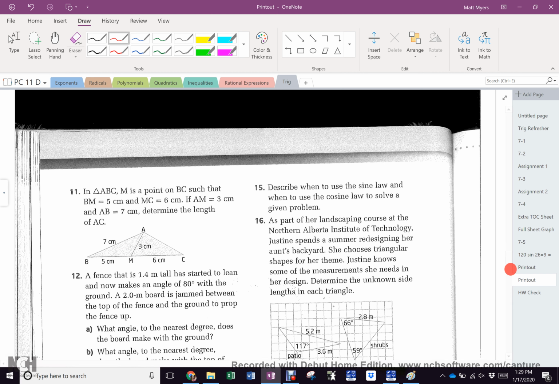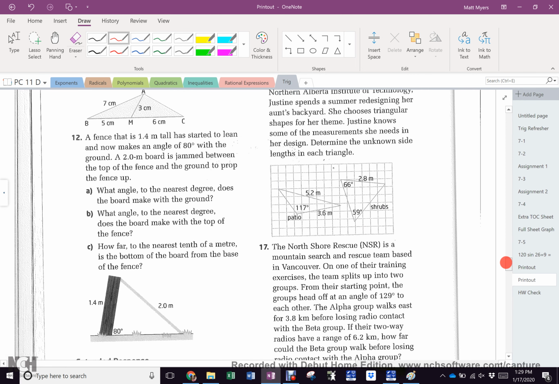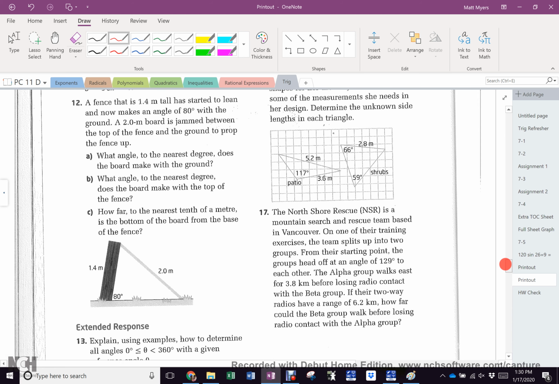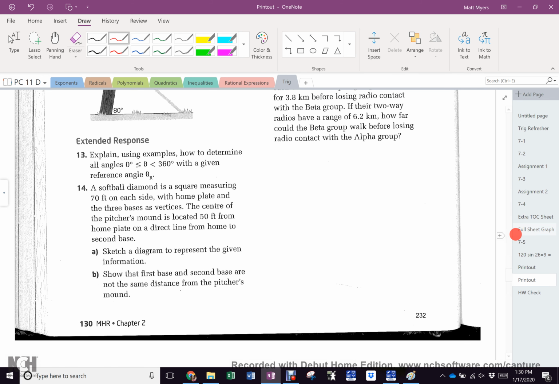Number 12, are people happy? 12 is drawn right there. Are we okay with it? Do I really need to go over it? Okay. 13. 13 caused the other class some trouble. Do I need to talk about it?